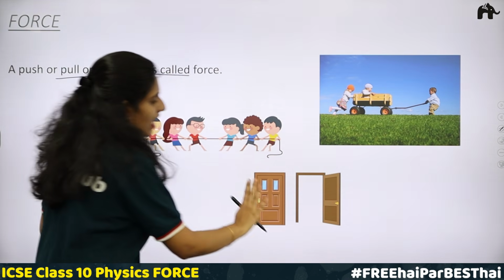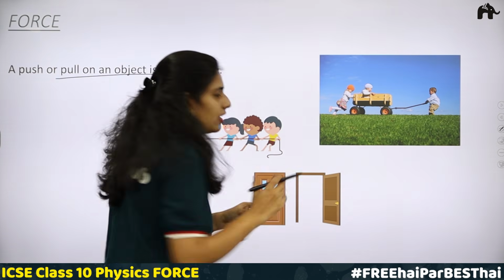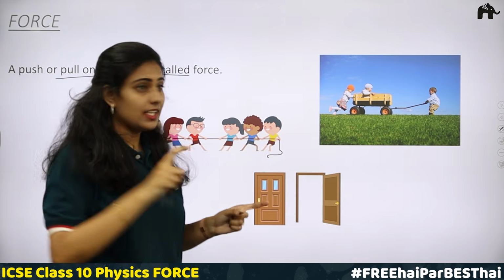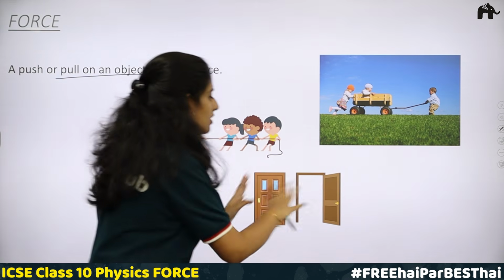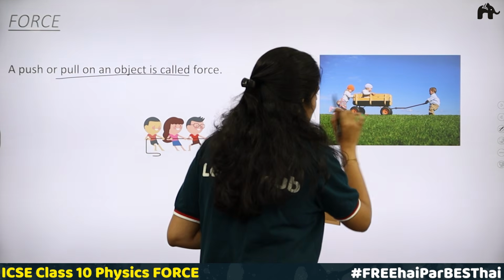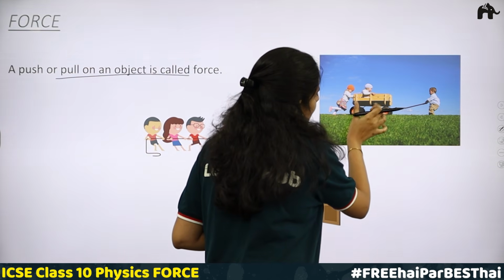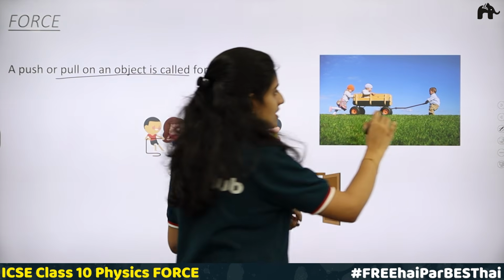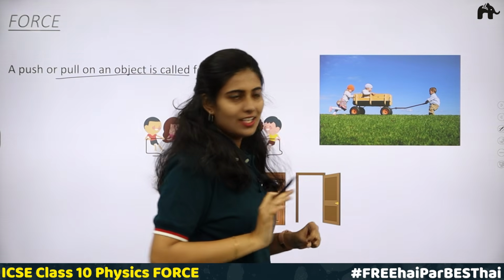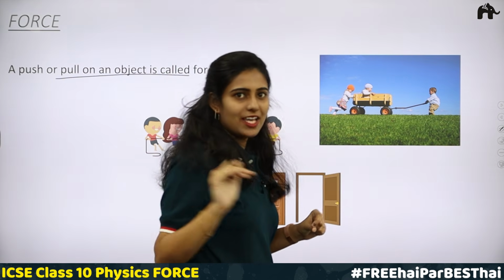Here we have a door. How is the door opened? Somebody should come and pull the handle. Only then the door gets opened. Now to shut the door, what should be done? It should be pushed. Here a child is sitting in a cart and a boy is pulling from one side. Another girl is pushing from one side. So here both of them are applying forces.